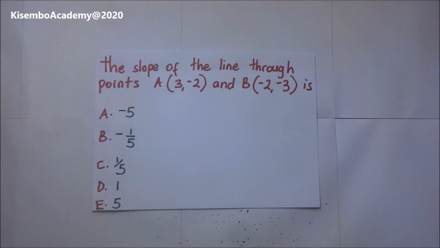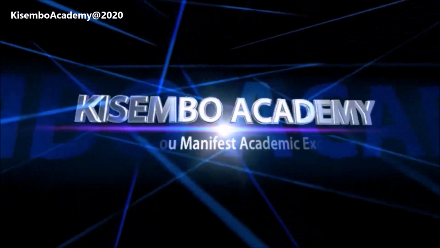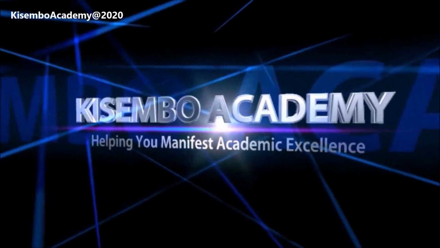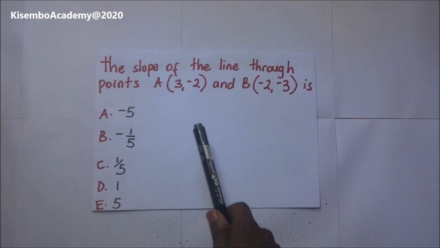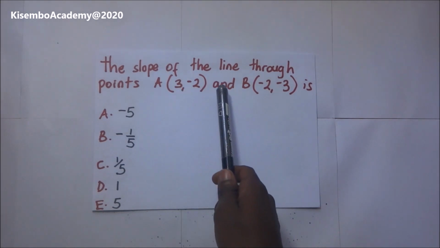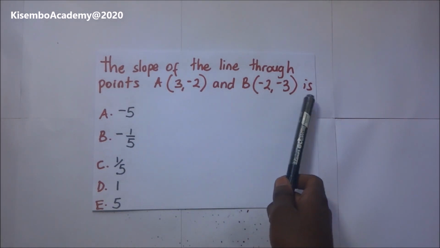In this session, we are going to do a series of multiple choice questions that require us to apply our knowledge of linear functions. So the first question will require us to find the slope of the line through points A, which is (3, -2), and B, which is (-2, -3).